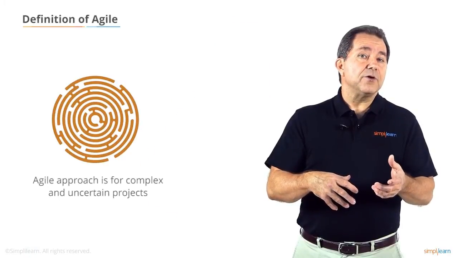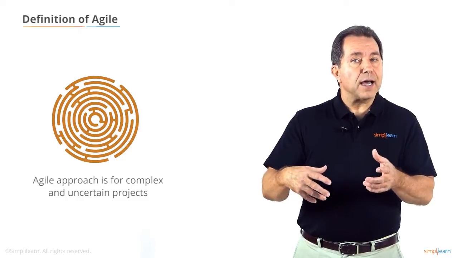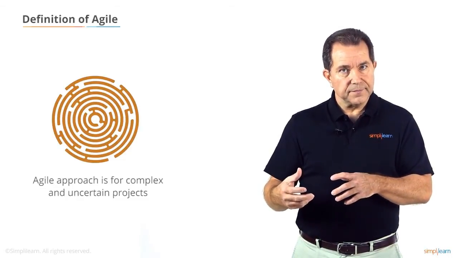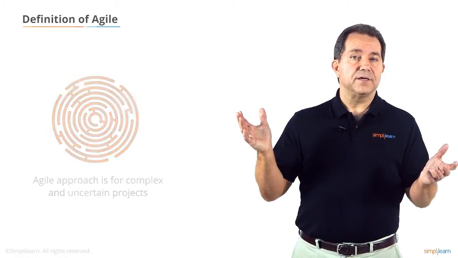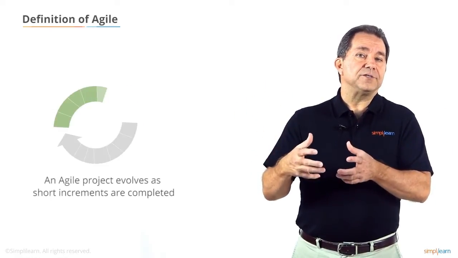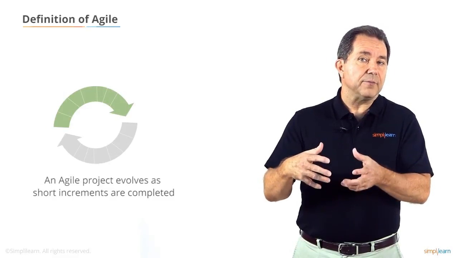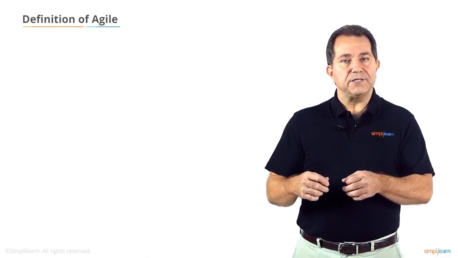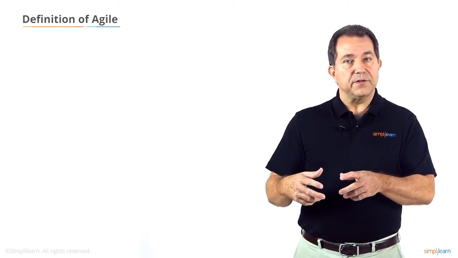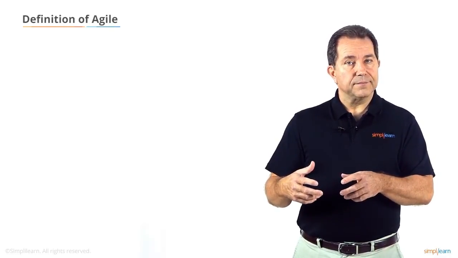The Agile approach is for projects that are more complex and uncertain. In Agile, there is no heavy detailed planning up front. Rather, an Agile project evolves as short increments are completed. One of the thought leaders in the Agile world, Scott Ambler, defines Agile this way.